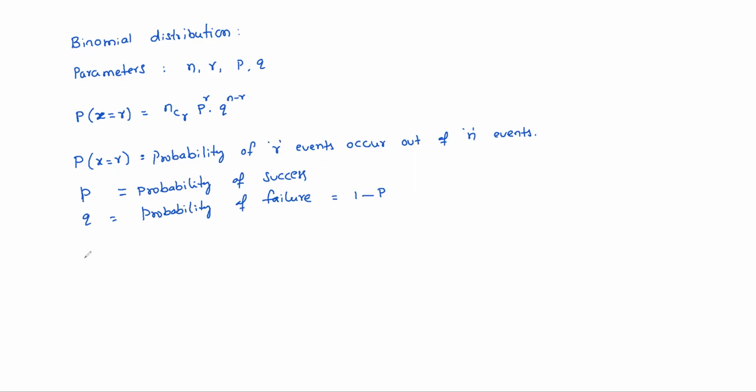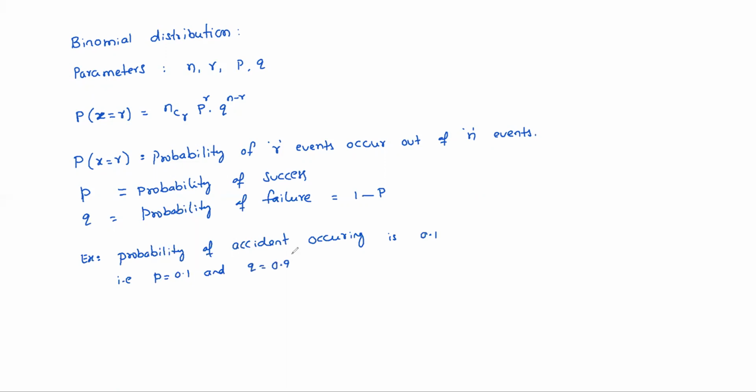One simple example I will give. Example. The probability of an accident occurring on a given road is, suppose, 0.1. Okay, that is p actually. That means p equal to 0.1 and q equal to 0.9.